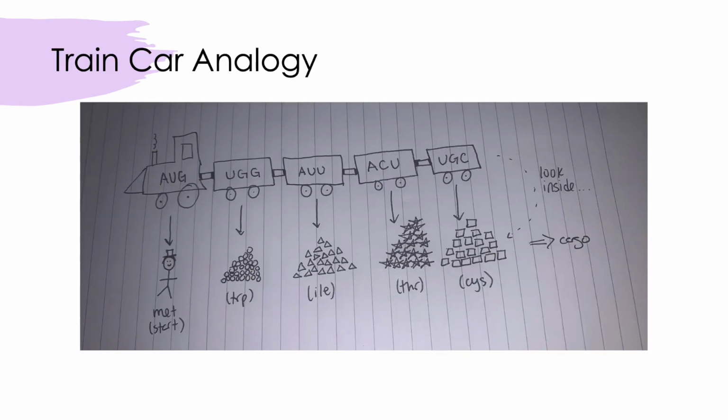Here is an analogy using train cars to help better understand the translation process. The codons represent the train cars, while the cargo inside represents what amino acid the codons code for. The amino acid chain is the specific protein produced and is represented by the entire train.